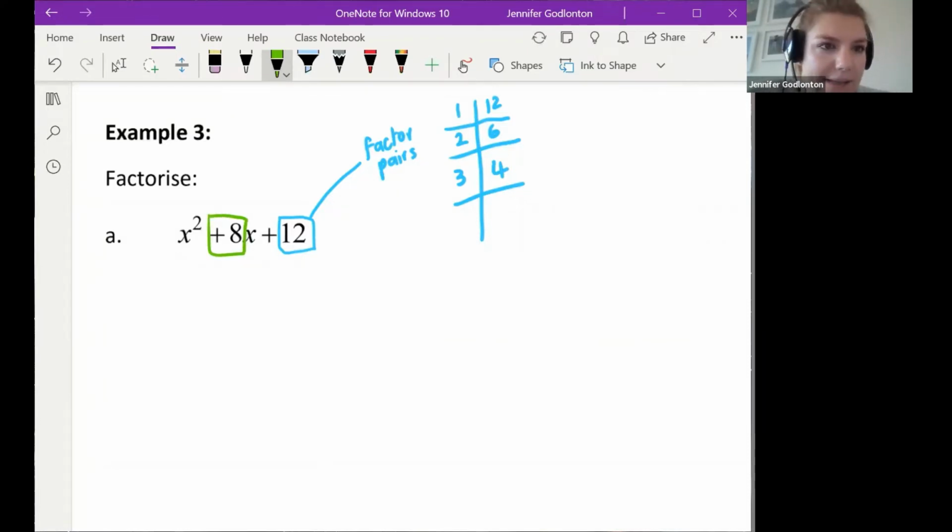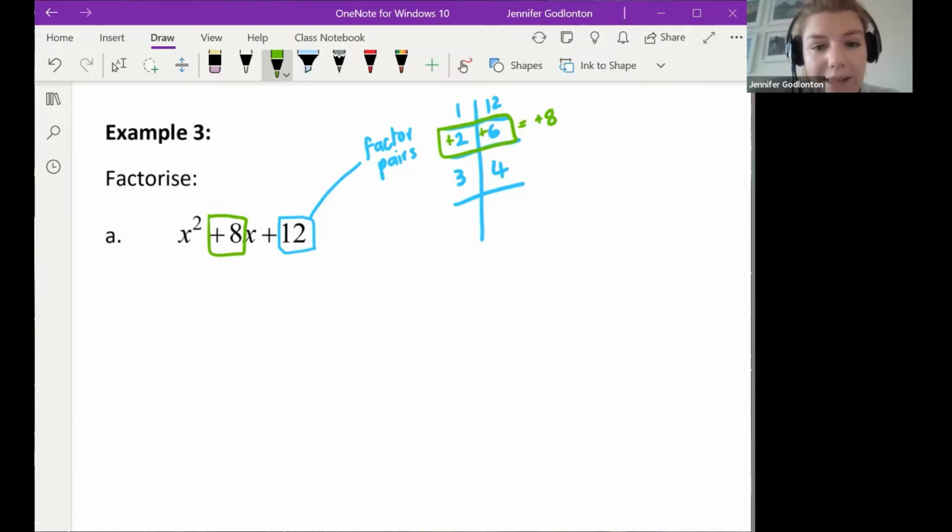Then we look at this over here. We've got that plus 8. And we think, of these numbers, how can I get plus 8? And I could get plus 8 if I said 2 plus 6, that's going to give me positive 8. And so that chooses the factor pair that we want to choose. Okay.